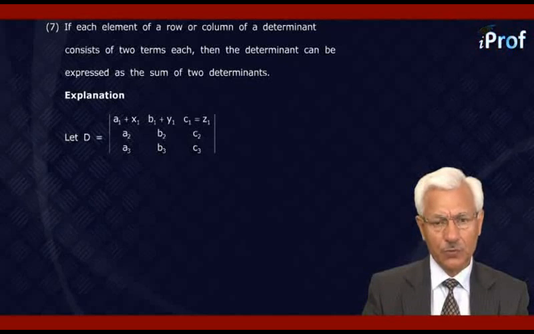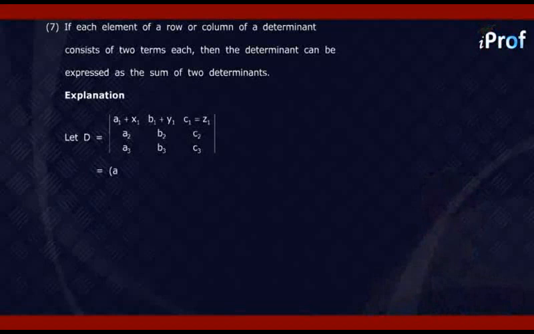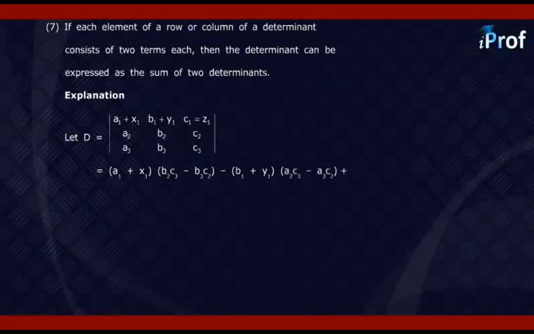a2, b2, c2 as the second row, a3, b3, c3 as the third row. Expanding this, we get (a1 plus x1) times (b2 c3 minus b3 c2), minus (b1 plus y1) times (a2 c3 minus a3 c2), plus (c1 plus z1) times (a2 b3 minus a3 b2).